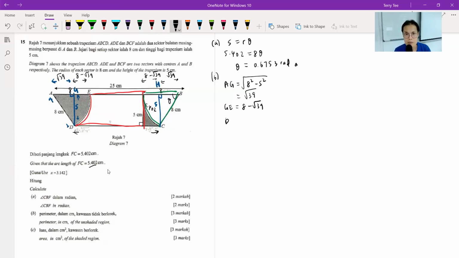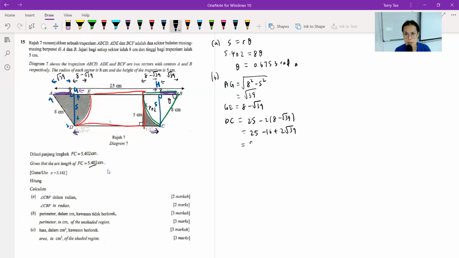We keep this first. The length of DC, the whole thing is 25. You must minus AG. In fact, you need to minus AG twice. This is your first AG here. This is your HB here. You minus both of them so you can find GH. And GH is the same as DC. I hope you can see that. So we take 25 minus 2 times 8 minus root 39. That is the length DC. Up to you, you can expand and simplify it, right? So DC is 25 minus 16 plus 2 times root 39.